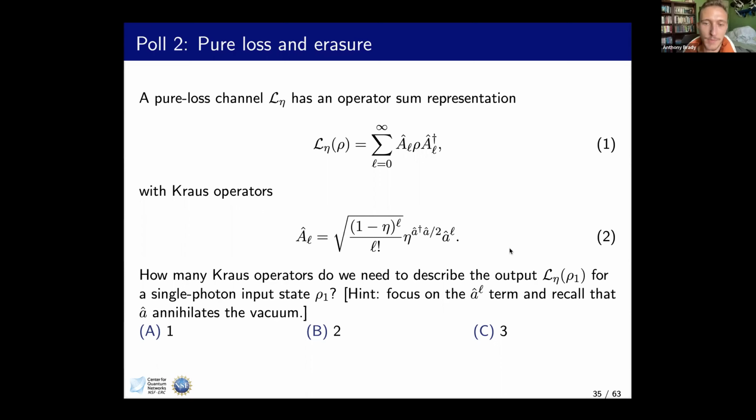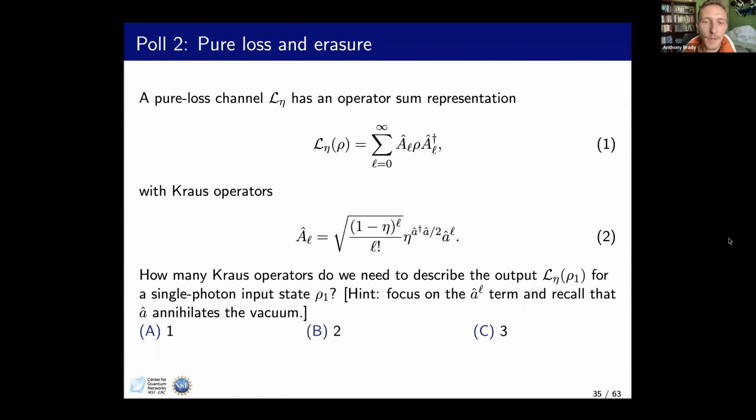So consider the Kraus representation there and those Kraus operators, and consider that we have a single photon input state. So we have an input state with only one photon in it, right? How many Kraus operators do we need in order to describe the output of the pure loss channel? Note that in equation 1, we technically need an infinite number of Kraus operators, but we're only dealing with a single photon state, and a pure loss channel means that you're losing photons. So that's the question: how many Kraus operators do we need?